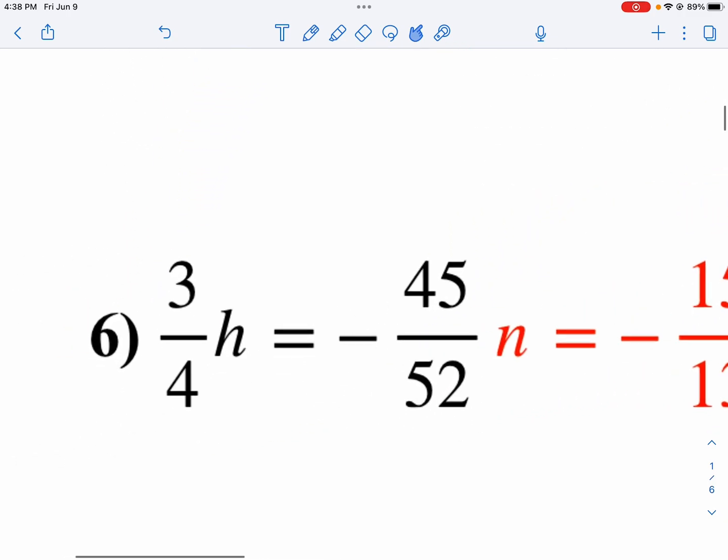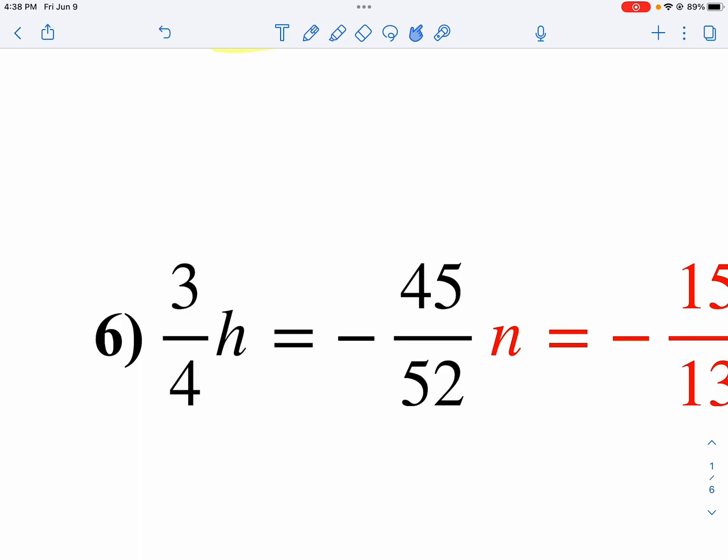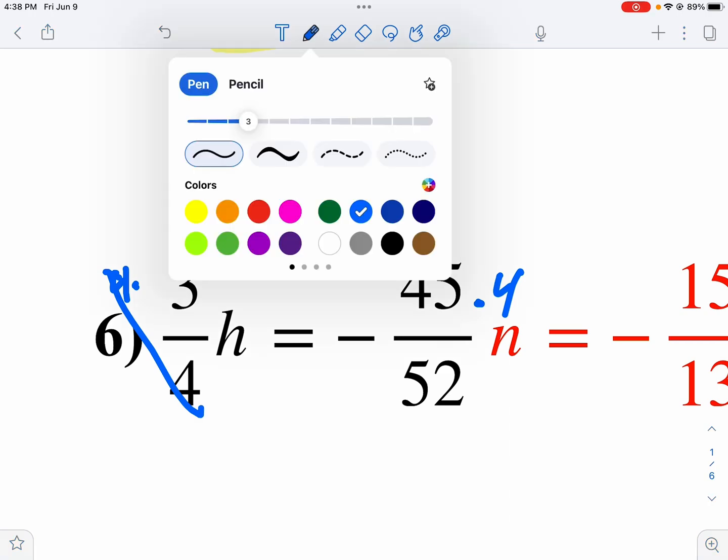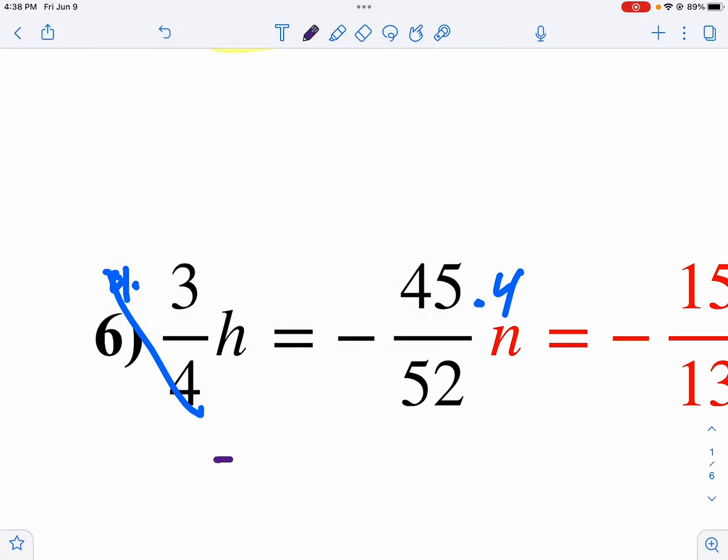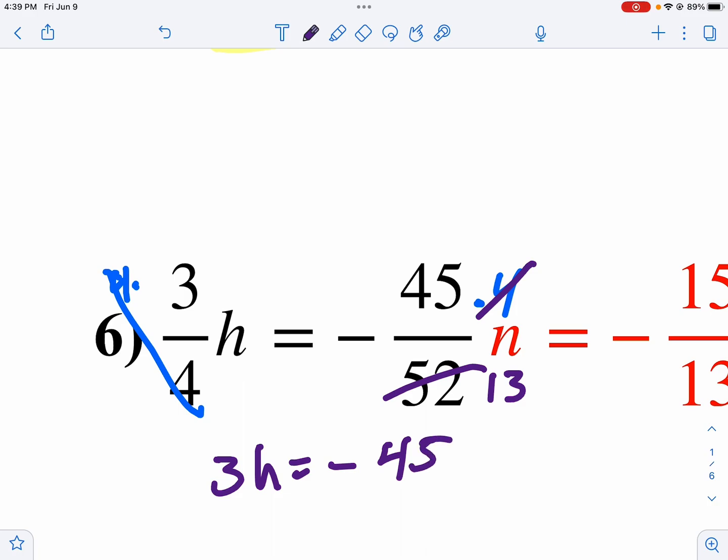Okay, number 6, working with fractions. So I want to get h by itself. So what I'm going to do is I'm going to multiply both sides by 4 to start with. And so what happens, my 4 is reduced on the left-hand side, and we get 3h. Let me see, I think 4 goes into 52, doesn't it? It actually goes in there 13 times. So I'm going to get negative 45 over 13. 13 doesn't go into 45.